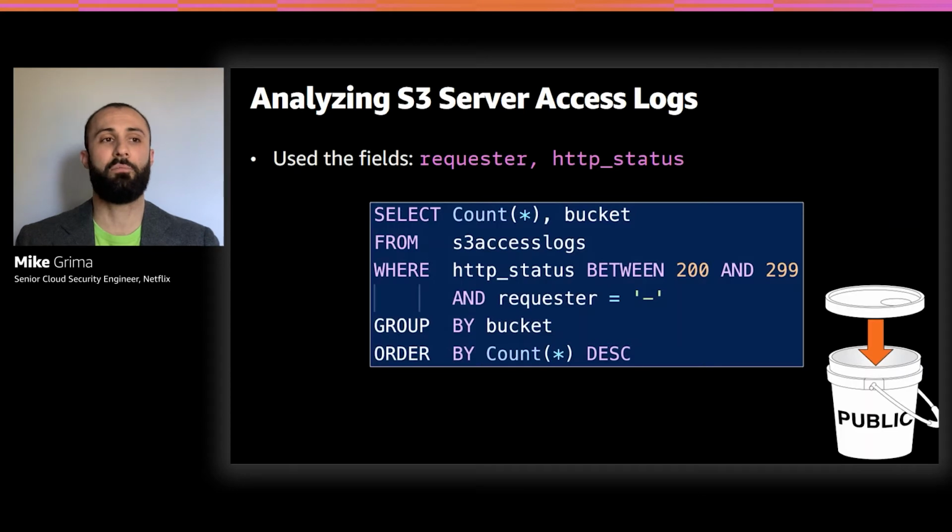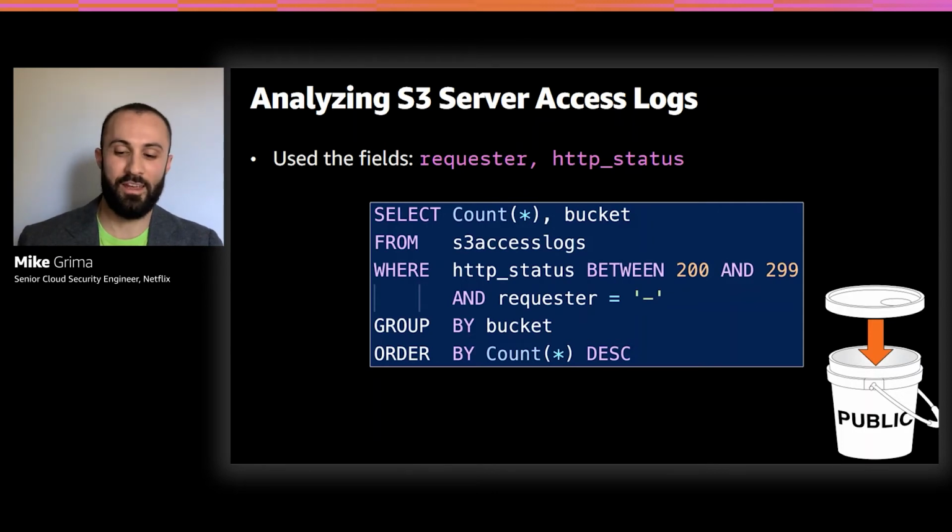And so here's a sample Presto query that would basically give us the S3 bucket and the count of requests that were unauthenticated and successful to this bucket. You can also adjust this query to get the specific objects in question that were publicly downloaded. But in this case, we just want to get a list of the buckets. So this seemed easy, right? I'm like, oh, this is great.